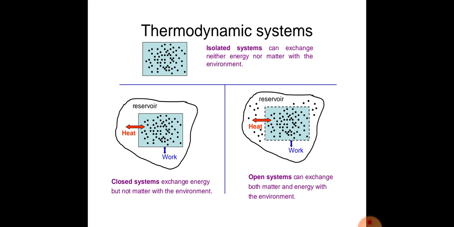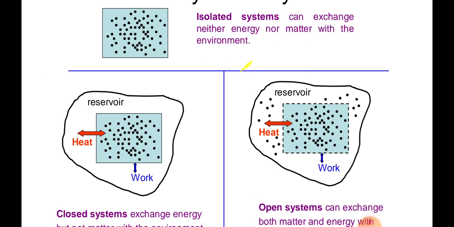So what is meant by a thermodynamic system or isolated system? That can exchange neither energy nor matter with the environment. Matter means mass. So, in this figure, we get the actual idea about the types of systems. First system is the closed system.